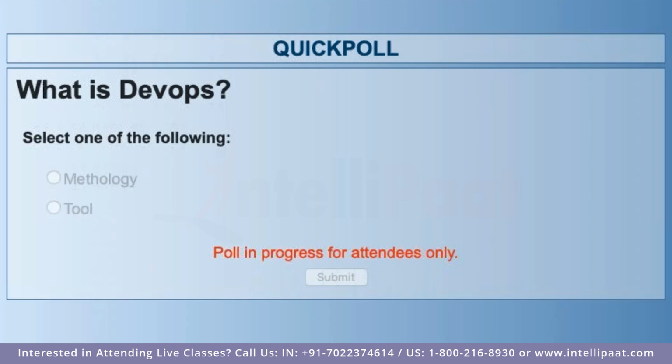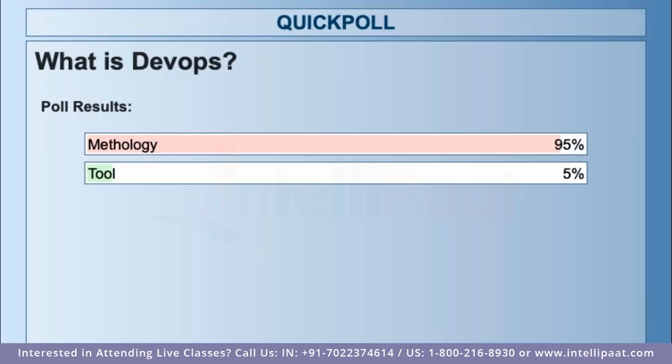80% have voted, 20% are left. It's okay to be wrong, guys. It's totally fine. Please go ahead and vote. These are the results that you have given. So guys, the answer is: DevOps is basically a methodology. It's not a tool.